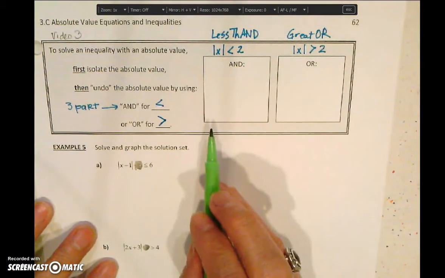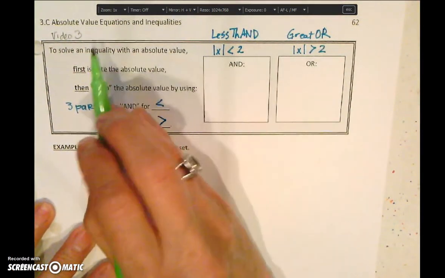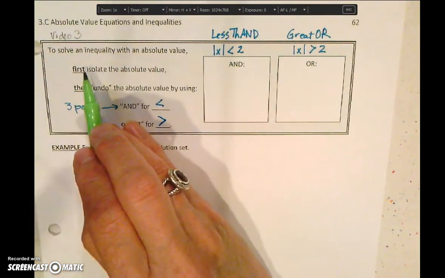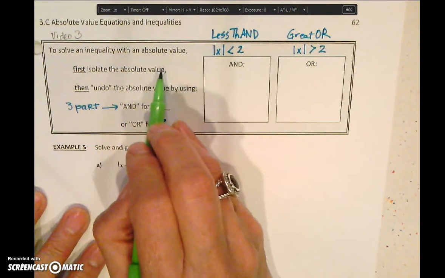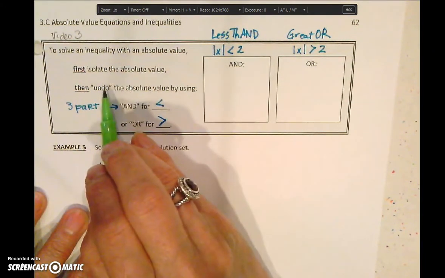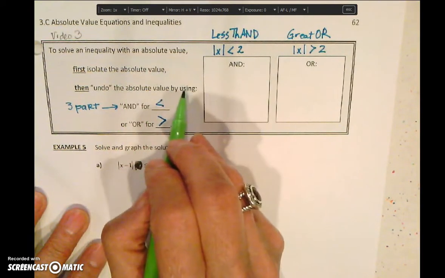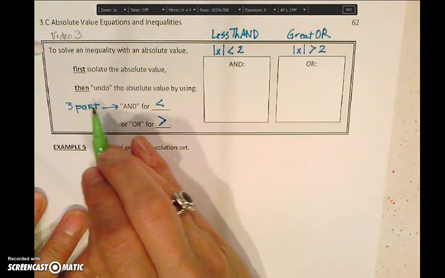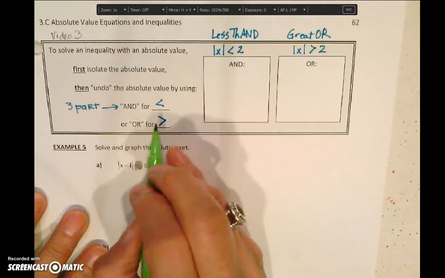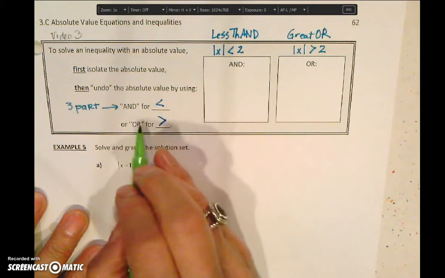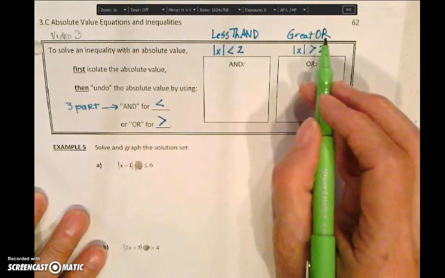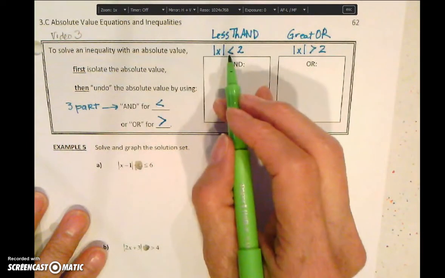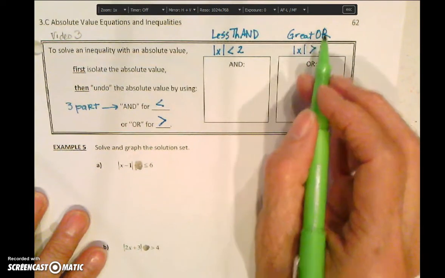All right, so let's work some absolute value inequalities. To solve an inequality with an absolute value, you're going to first, just like we did with equations, isolate the absolute value. And then we're going to undo it by using the following. If I have a less than, it's going to be an and. I'm going to call it a three-part and. And if it's a greater, it's an or. So I call it a great or. So it's either less than, and it's going to be a three-part and, like this, or a great or for the greater symbol right there.